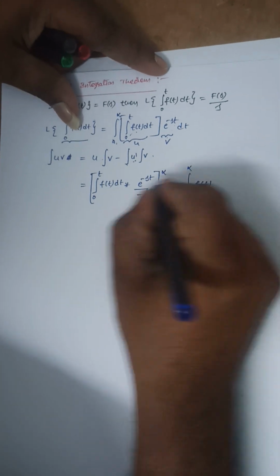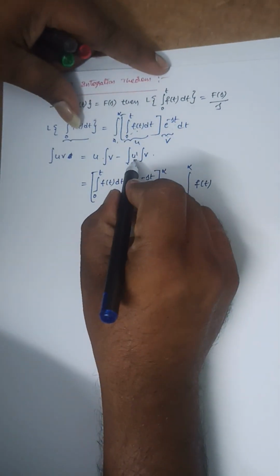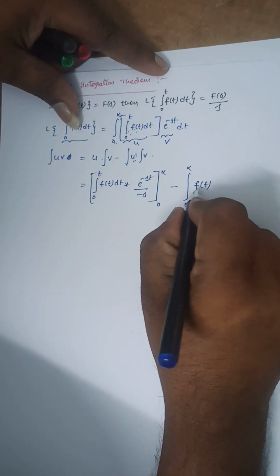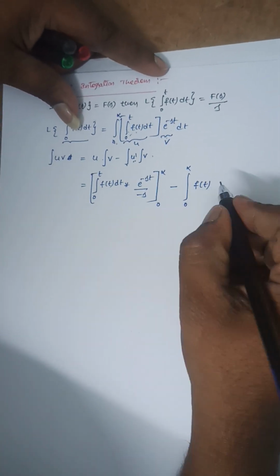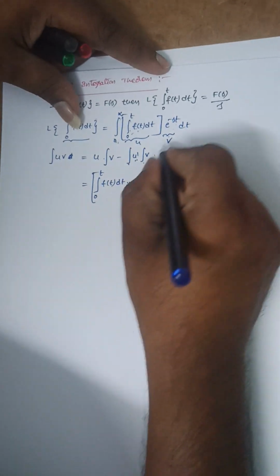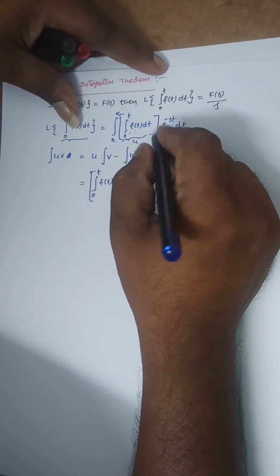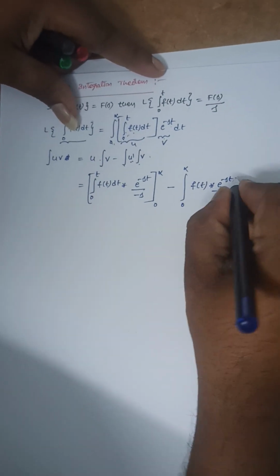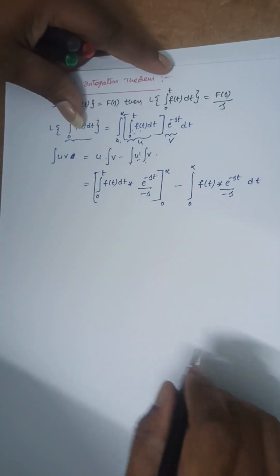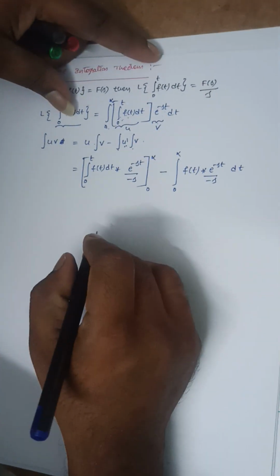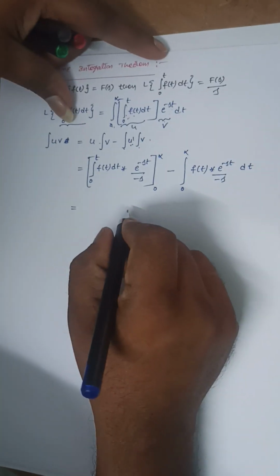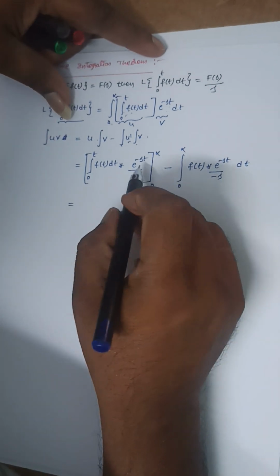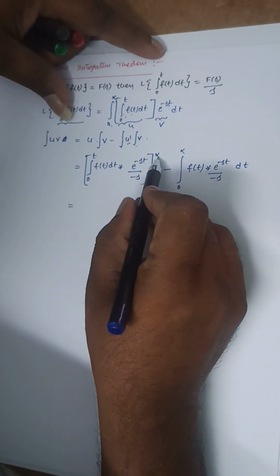Finally, this integration is 0 to infinity. U dash is, if I differentiate this one, integration and differentiation will get cancelled. So it is f of t. Integral v, this one has to be integrated, so it is e power minus st by minus s, with respect to t here. So now let me take this out of this integration.